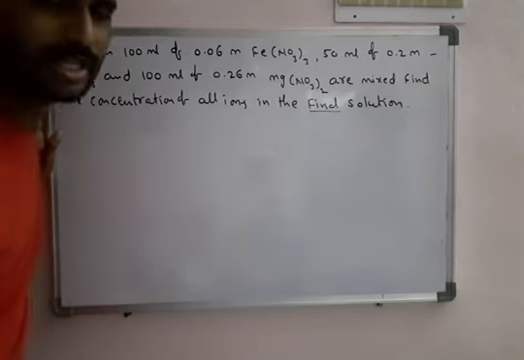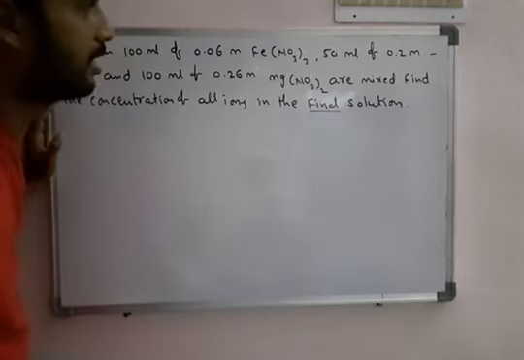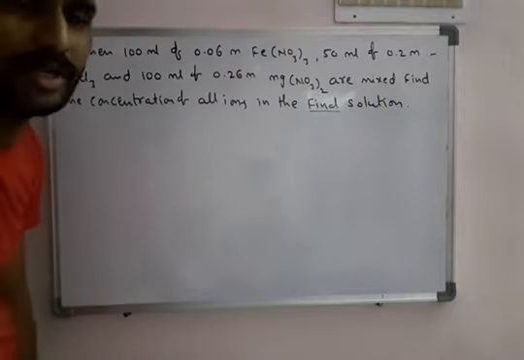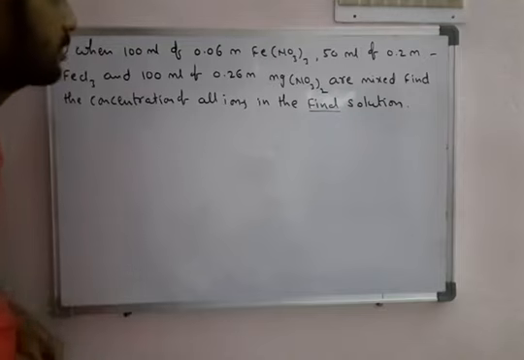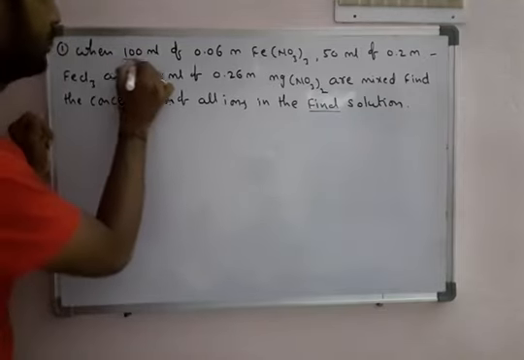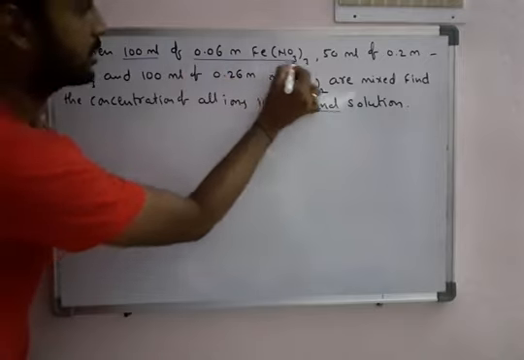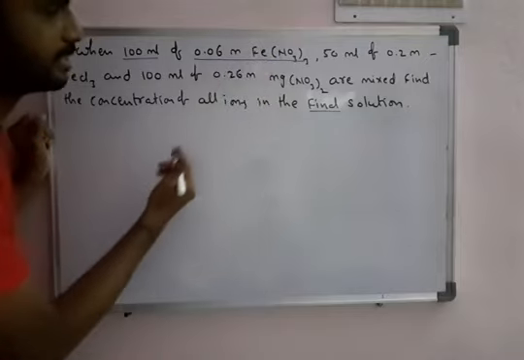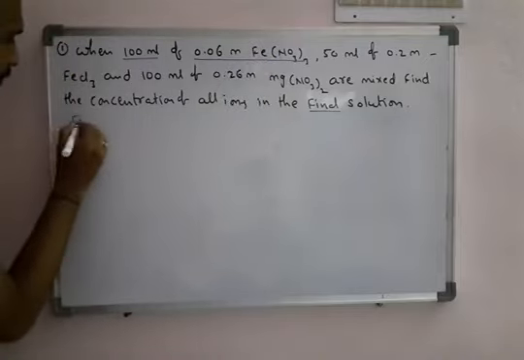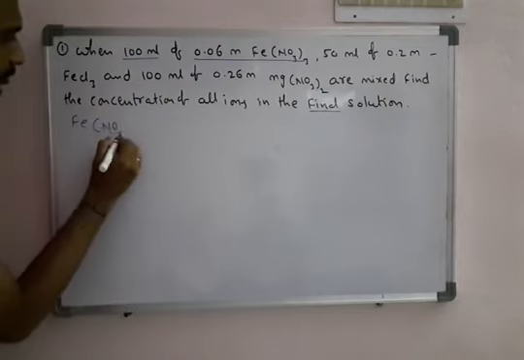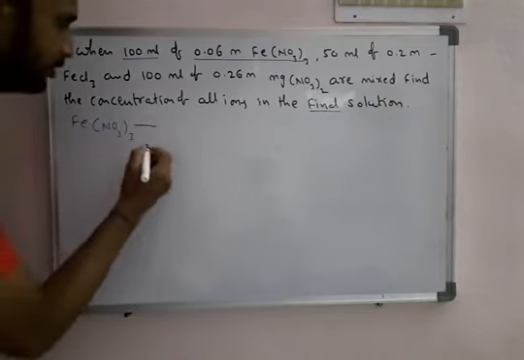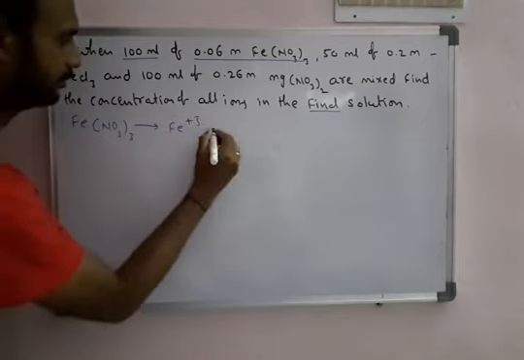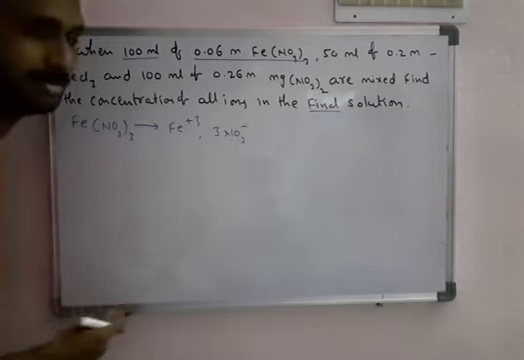Here three solutions are given, and they are mixed. So what are the concentrations of individual ions in the final solution? Let's find out. So what are the three solutions? See the first solution, 100 milliliter of 0.06 M ferric nitrate. So it releases which ions? Fe, NO3, take it 3. So the ions released from it are Fe+3 and 3 nitrate ions.